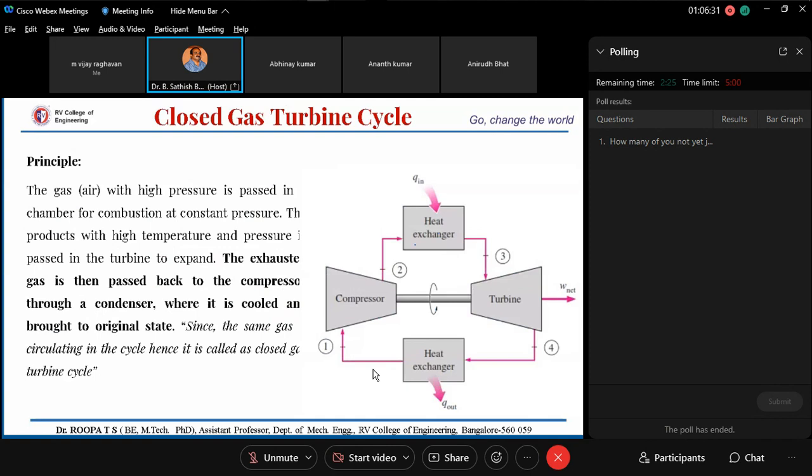What is there from 2 to 3? It is the combustion chamber. Okay, what happens here? The temperature increases and the combustion is taking place at constant pressure. So it is a constant pressure combustion, here in the combustion chamber.